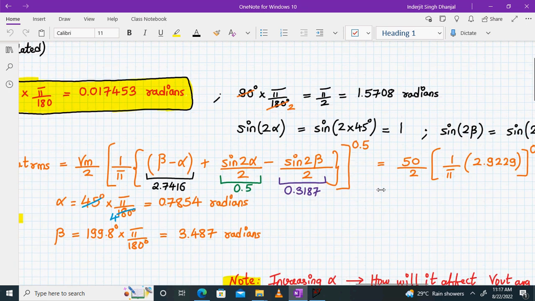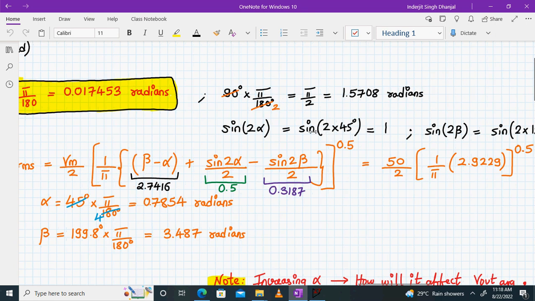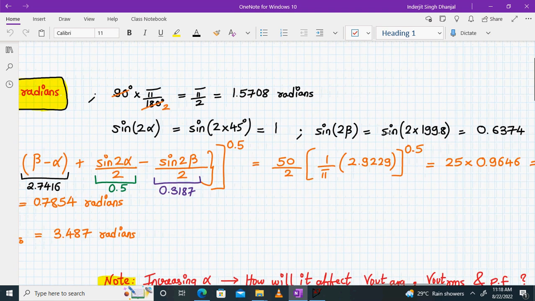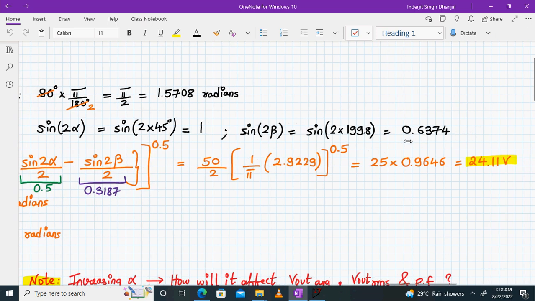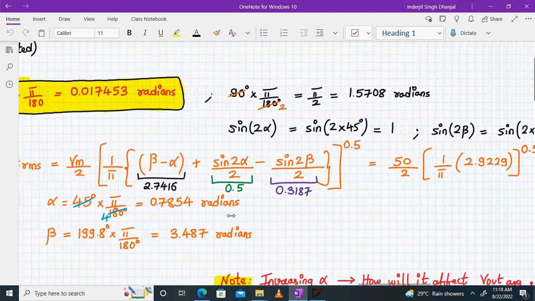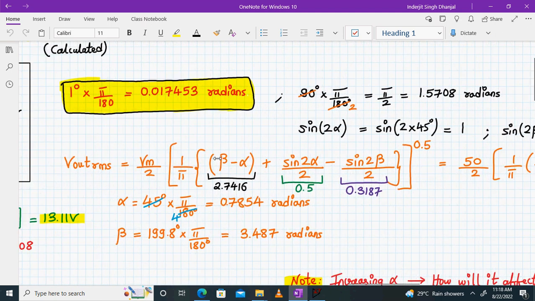So here we have to calculate sine 2 alpha. Sine 2 alpha is coming out to be sine 2 into 45, that will be sine 90, and sine 90 is 1. Sine 2 beta will be sine 2 into 199.8, and that comes out to be, if you plug it in the calculator, 0.6374, right? Remember, here the value of alpha and beta will be in radians when it is not used with sine, either sine 2 alpha or sine 2 beta. This value will be in radians.